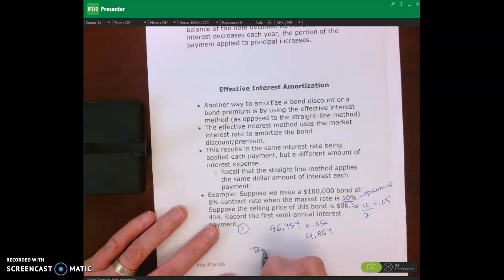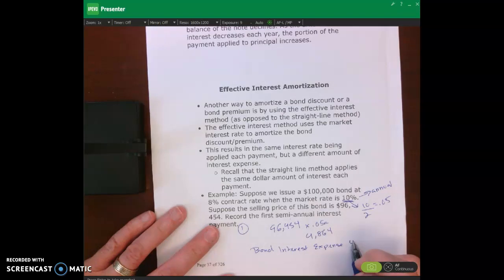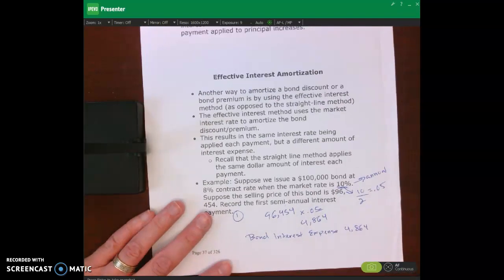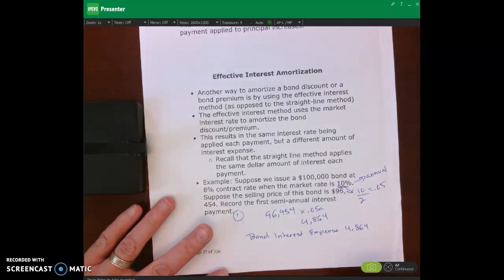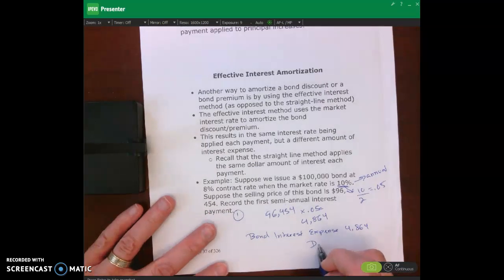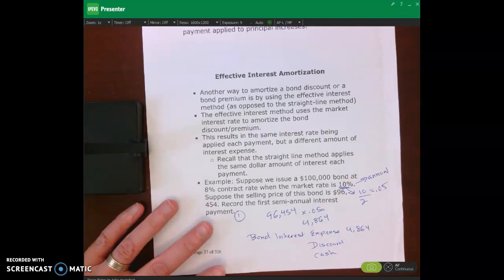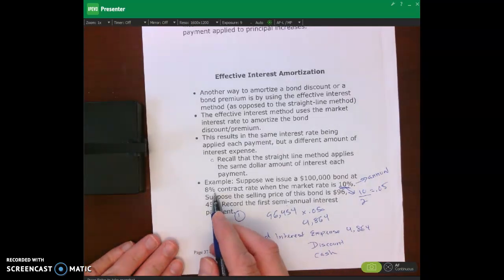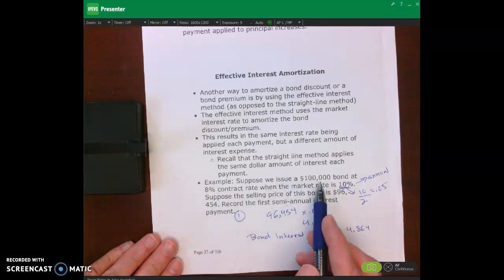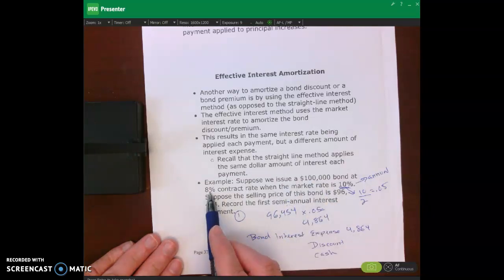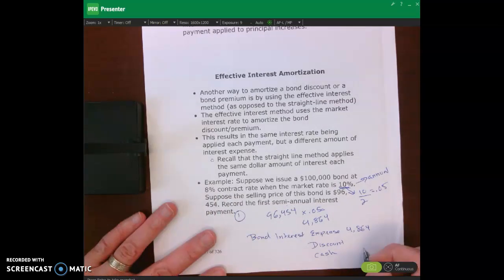So now I will do my journal entry and I debit bond interest expense for 4,823. Okay. And then just like I did with the straight line method, I will credit my discount and then I will credit cash. Well, how much do I credit cash for? Well, remember, that's always par value times contract rate. So 100,000 times 0.04, not times 0.08, it's times 0.04 because it's semi-annual. So that gives me the credit to cash of $4,000.